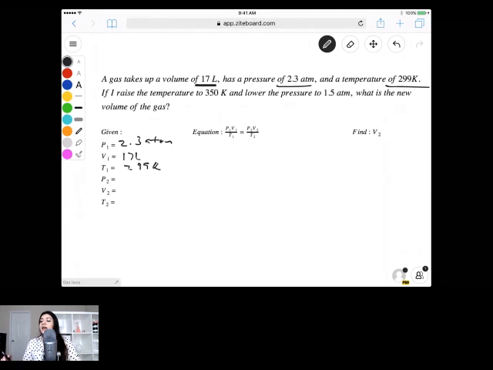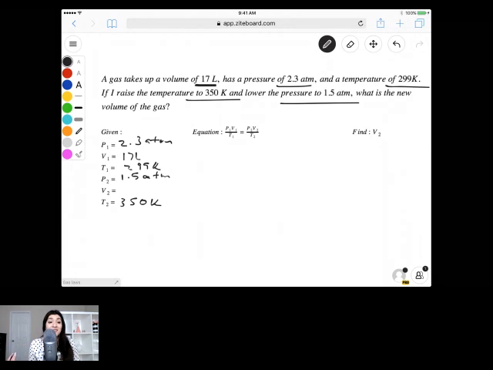Next, it's going to say, raising the temperature to 350, then that's our second temperature. So that's 350 Kelvin. Luckily, this one's already converted to Kelvin. How nice. And the next one is we're going to lower the pressure. So that's our change in pressure. So 1.5 atmospheres. Saying what is the new volume?